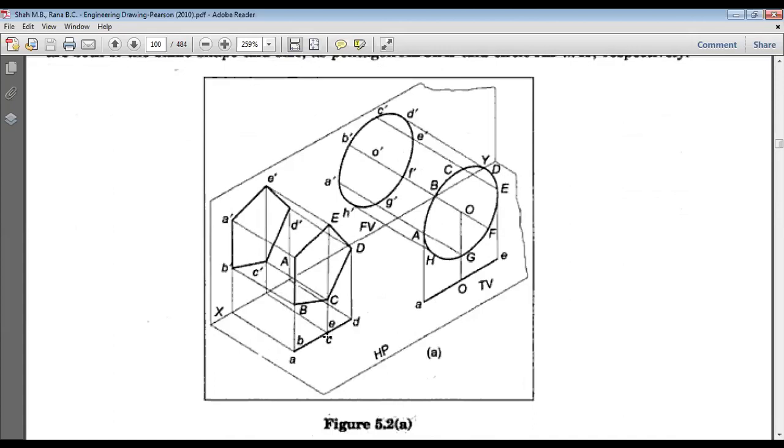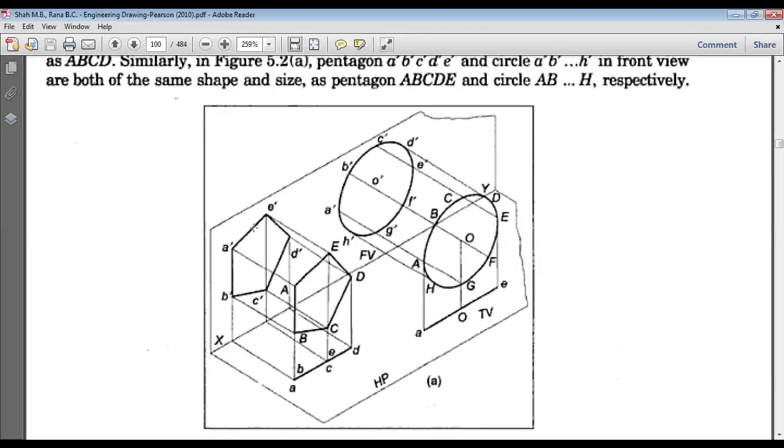Are you getting the true shape in the case of the top view? No. In the top view, you are just observing a single line. See, this is a single line and this is also a single line. So in the front view, it is very clear that we are getting the true shape. Okay, if you just look at this pentagon, see, 5 sides, pentagon.